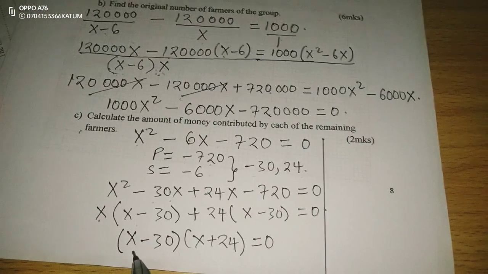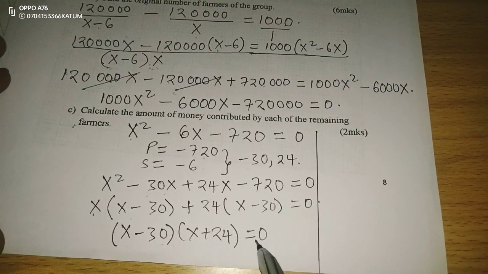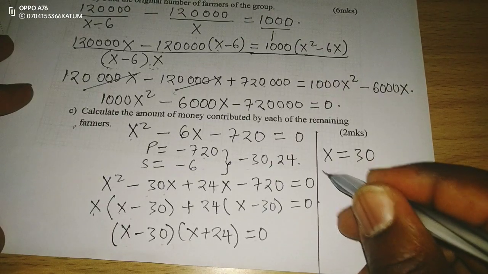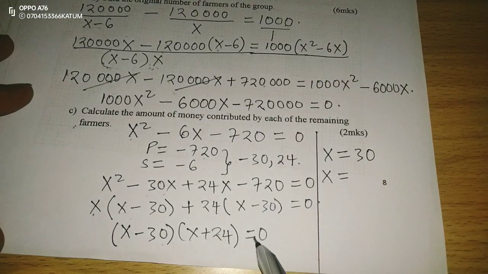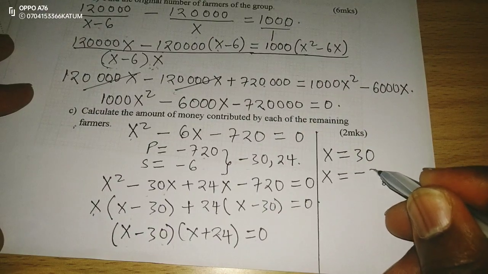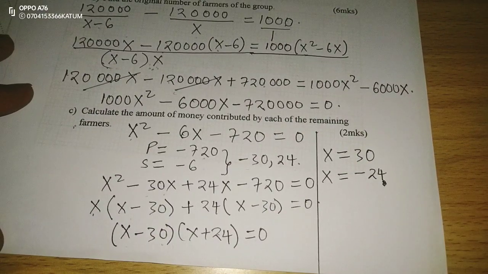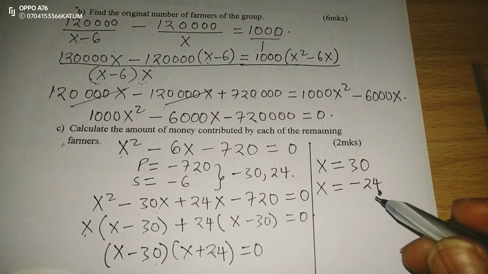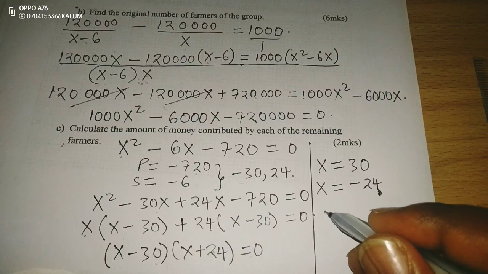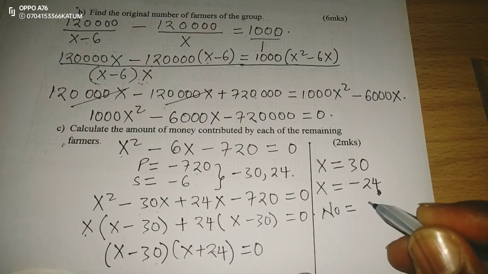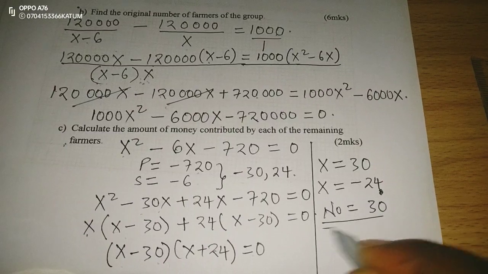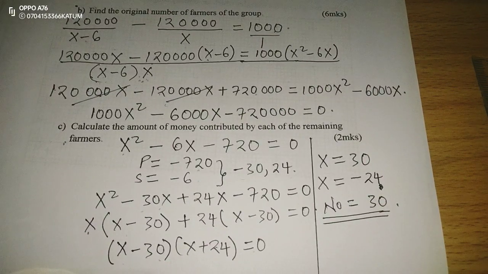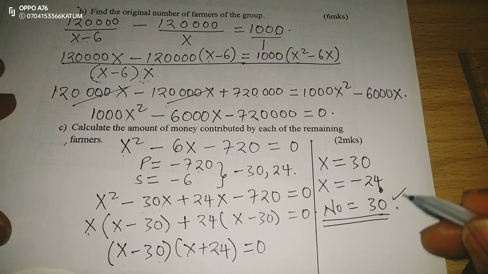When factorized up to that level, we can now say that x minus 30 equals 0, making x to be 30. And also, x plus 24 equals 0, we take 24 to the other side, making x a negative 24. Because we are dealing with a number of people, the original number is going to be 30 farmers. We cannot say the number of farmers is negative, so it must be a positive number. So that was the original number of farmers.